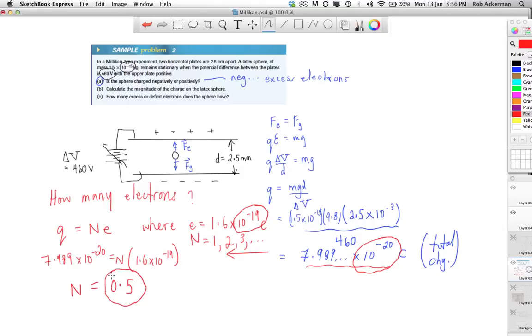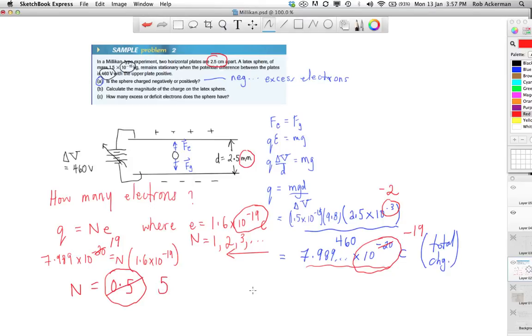Did any of you detect where I made the mistake? The answer was actually right back at the very beginning. This was 2.5 centimeters. I wrote it as millimeters, which caused me to put 10 to the negative 3 here. I should have put 10 to the negative 2. That would have made this 1 order of magnitude higher at 10 to the negative 19, which would have made its way through here, which would make this number 10 times higher, 5.